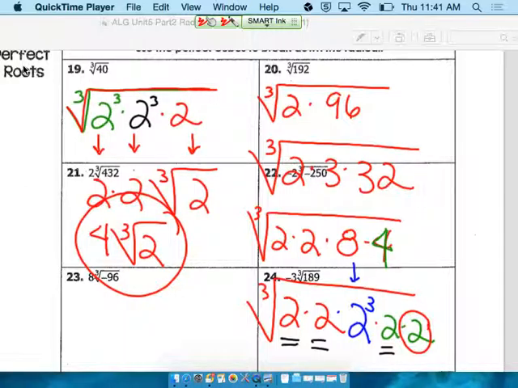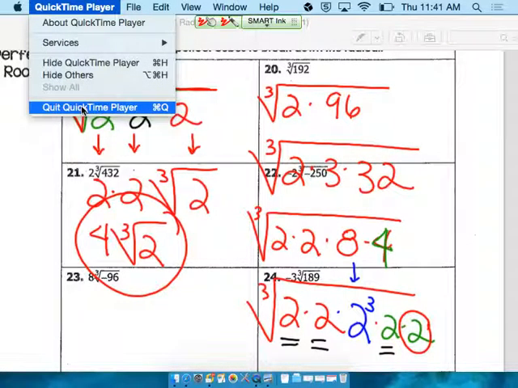So let's stop here on this video, and then we'll deal with negative cube roots in a separate video.